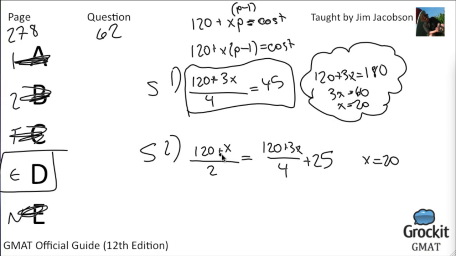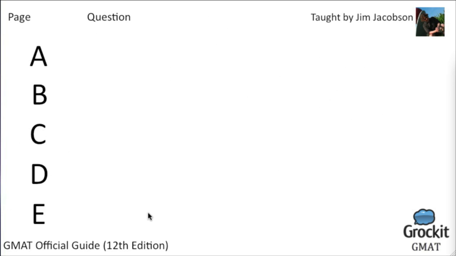When you get to the point where there's just one variable and a bunch of other numbers, you can definitely go from there. Okay. 278, number 63.